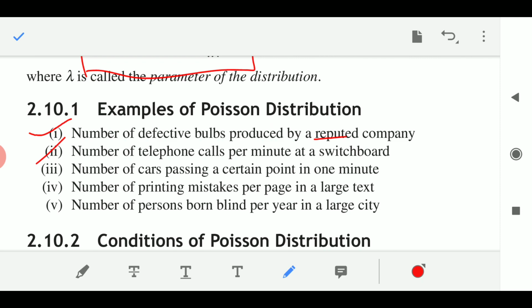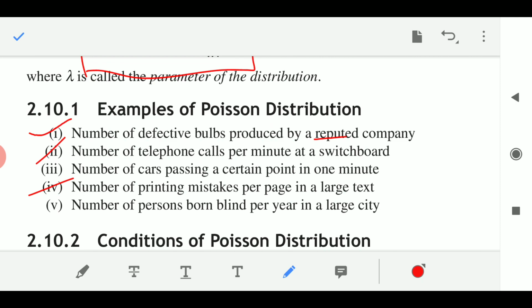Number of printing mistakes per page in a large text. Yeah, good. Suppose I have one book of 2000 pages, and if I have 25 total mistakes in the whole book, which is very small, then the probability of success is very small. The number of printing mistakes in a book of 2000 pages coming out to be 25 is very small. So this is again an example of Poisson distribution.